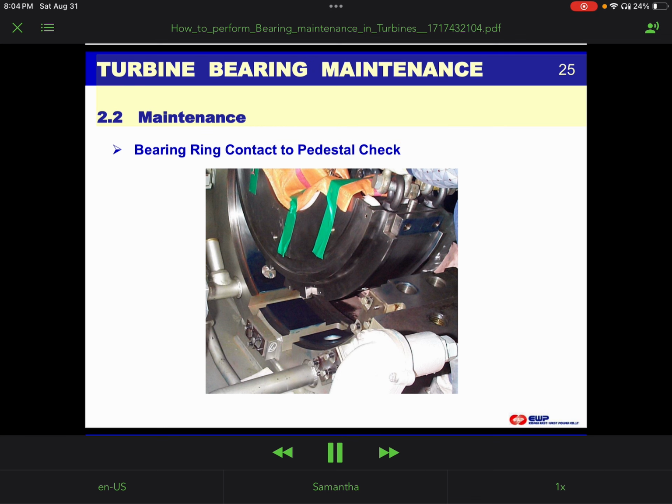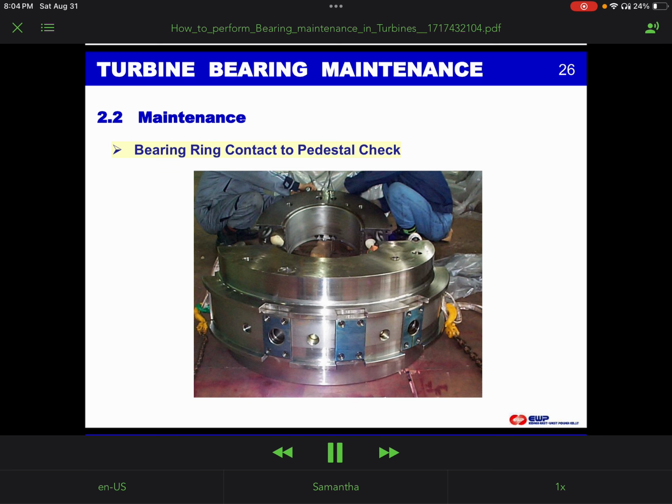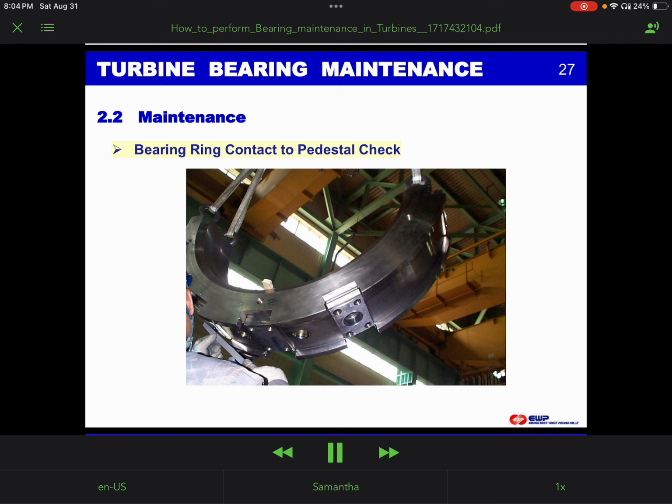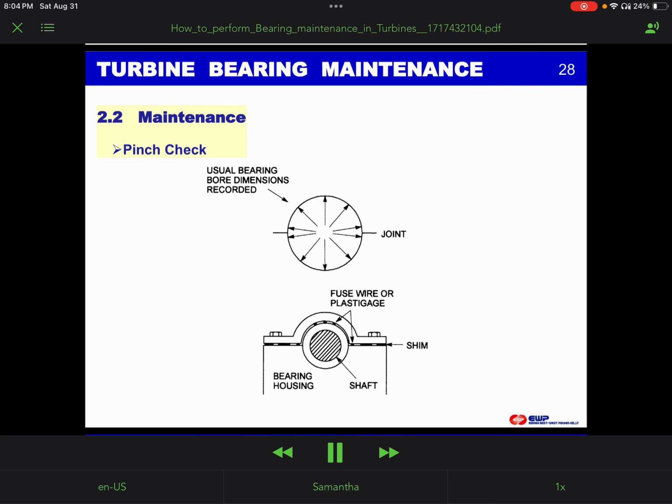2.2 Maintenance. Turbine bearing maintenance 25 and 26. Bearing ring contact to pedestal check. 2.2 Maintenance. Turbine bearing maintenance 27. Pinch check. 2.2 Maintenance. Turbine bearing maintenance 28.